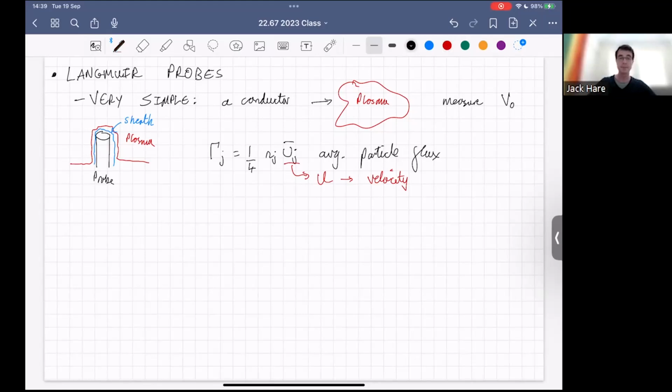Where does the quarter come from? The quarter comes from geometry. If you go look this up in some standard statistical mechanics textbook, you find out it's because you've got a load of particles moving in random directions, and you've got a plane here. And so it's the number of particles that have a velocity which is directed through the plane that you're talking about here.